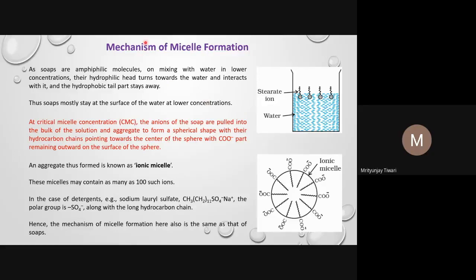And now let's see the mechanism of micelle formation. As I said, if the soap or detergent is there, the hydrophilic part will be submerged into the water at the lower concentration, and the hydrophobic part will stay away from the water. You can see in this figure, this is a hydrophobic tail which is staying away from the water, and the hydrophilic head is dipped into the water. So this is the stearate ion, and this is water, and this is the hydrocarbon part.